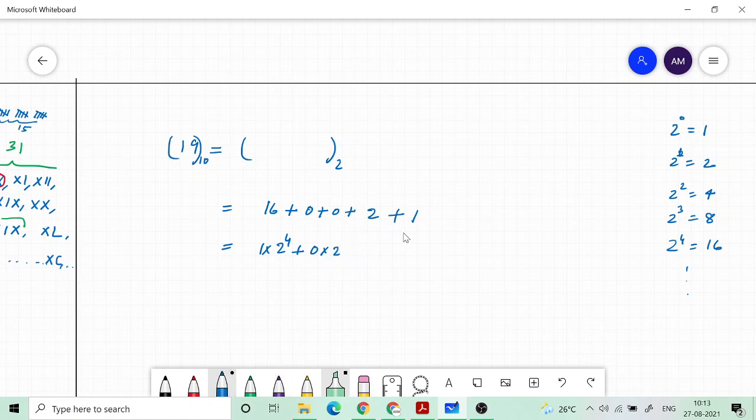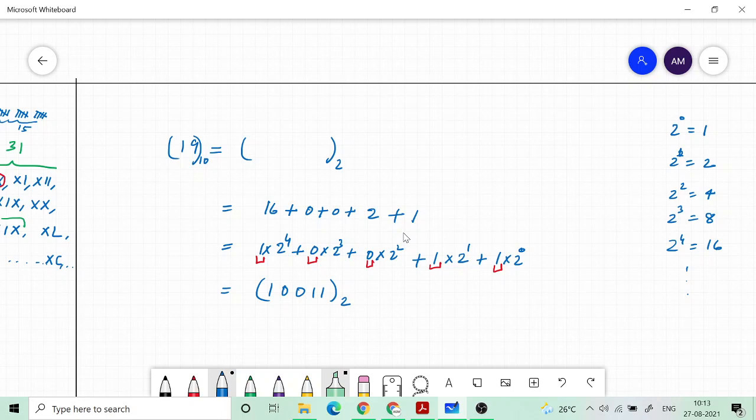So 0 into 2 raised to 3, it continues to decrease, 0 into 2 raised to 2 plus 1 into 2 raised to 1 plus 1 into 2 raised to 0. Okay, and now if you look at these digits, this is our decimal number. You just take them: 1 0 0 1 1. So this is the required number representation.